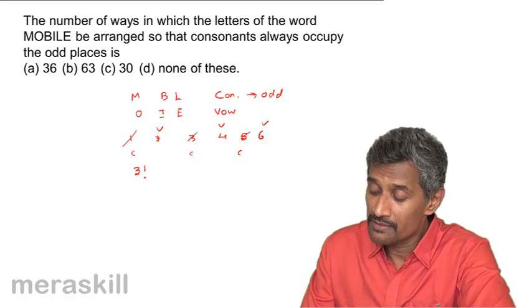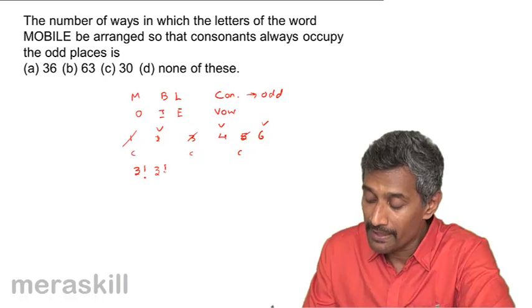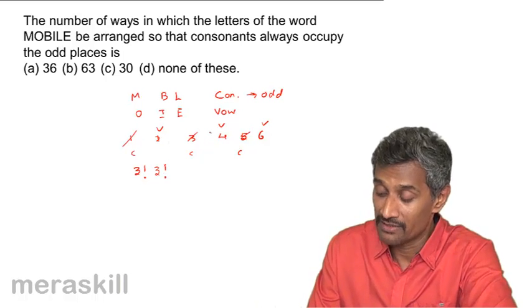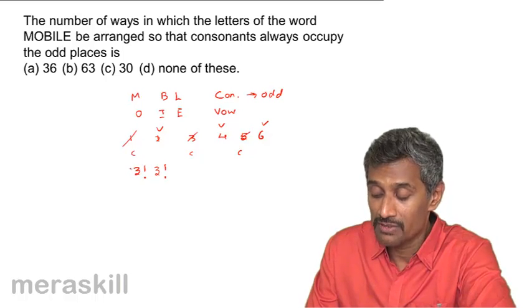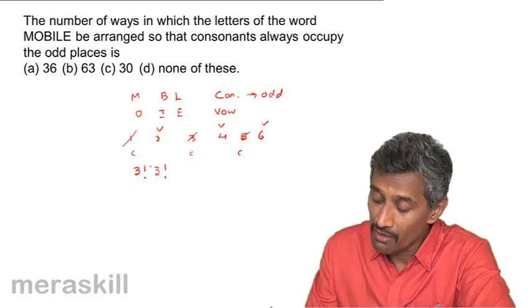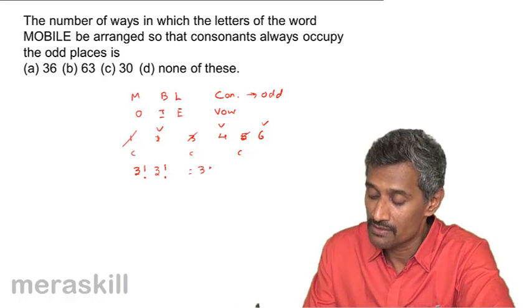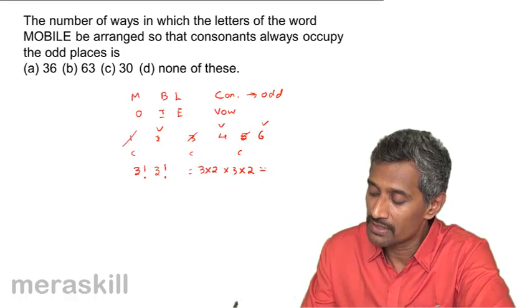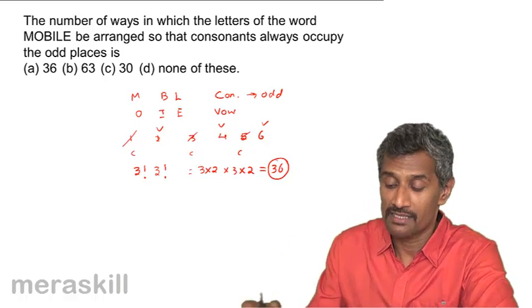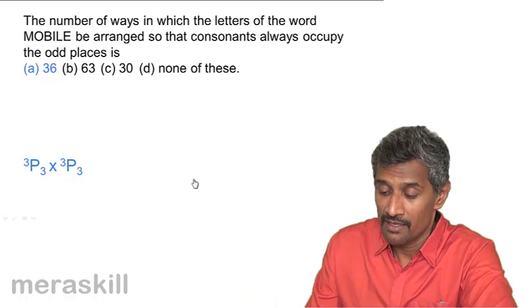Coming back to the vowels, there are 3 vowels occupying 3 places. So they will also occupy 3 factorial ways they could arrange themselves. So the 3 consonants arrange themselves in 3 factorial ways and the 3 vowels arrange themselves in 3 factorial ways. Now 3 factorial is 3 into 2, and 3 into 2, which will turn out to be 6 into 6, 36. So we have 36 as the answer here. And yes, we do have 36.